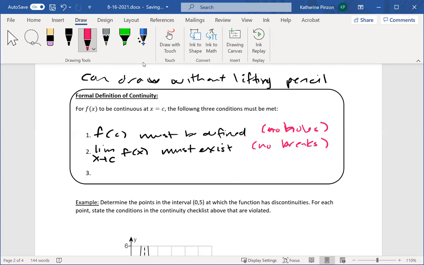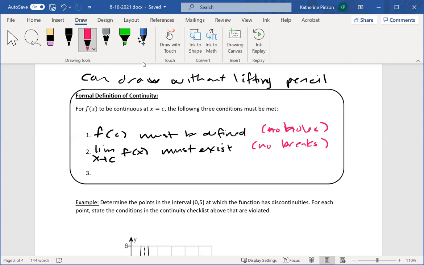So in the first case, if you had a hole, I can't draw this graph without lifting my pencil, right? I have to put that hole there, yeah? That's the first case where the function doesn't exist. The second case is where the limit doesn't exist. Like that, right? That's a case where the limit doesn't exist.